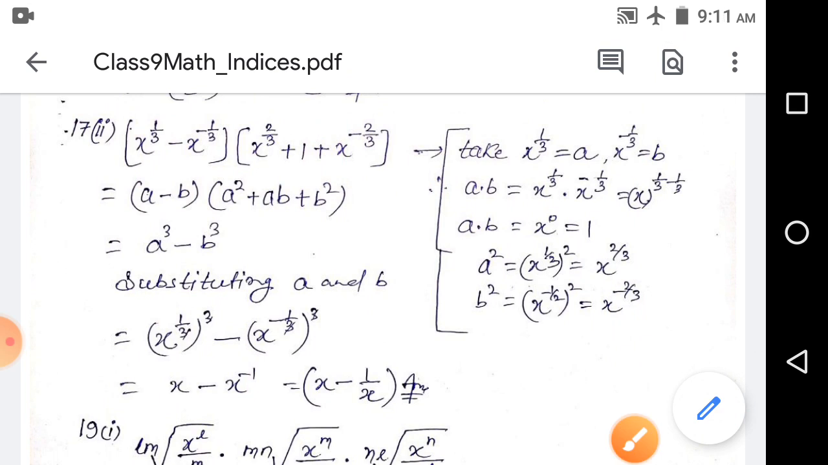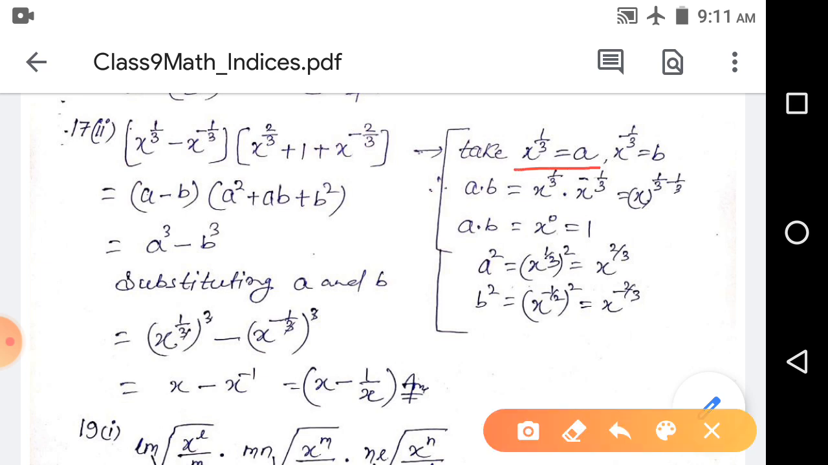Here we will take x to the power 1 by 3 as a, so x to the power minus 1 by 3 can be written as b. Now see, a into b is these two terms, the same base with a different exponent, so exponents are added and it will be x to the power 0, that means a into b is equal to 1. This is completely explained here.